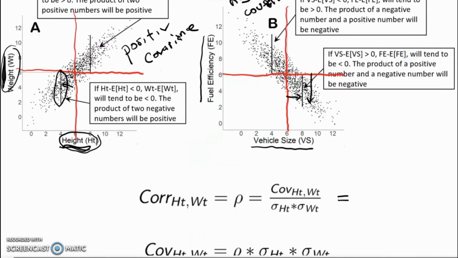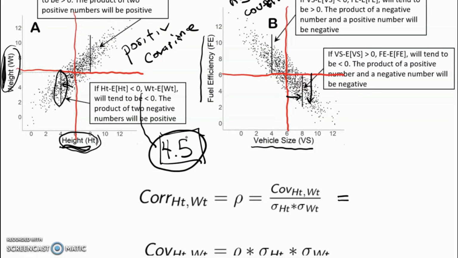I made these data up myself. So I know what the covariance was here. And the covariance here was 4.5. That's the value of the covariance. But the problem with covariance is that number 4.5 isn't terribly informative. So normally, instead of speaking of covariance, we tend to speak of correlation.